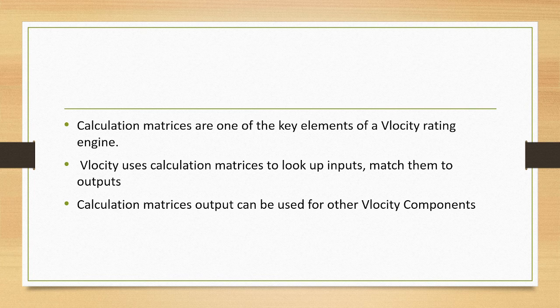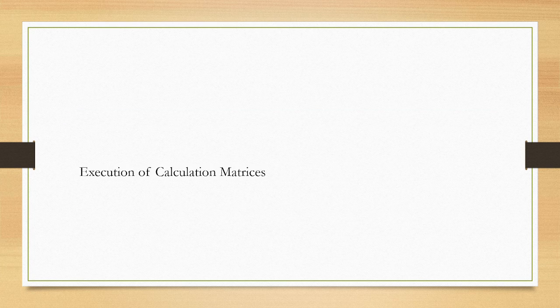And calculation matrix will work on an input and output basis. Suppose we are passing some parameters to the input, we will define the output in the other column. We can create this in the Velocity org. And calculation matrix will look for the output based on the input. Let's see the calculation matrix engine.